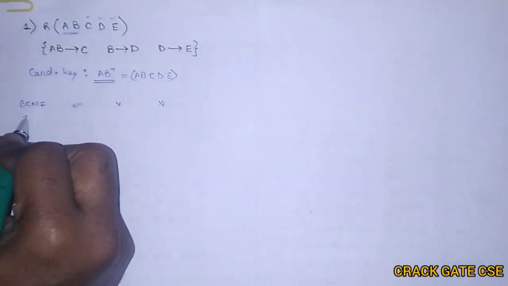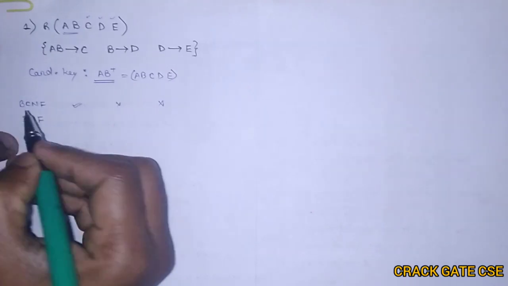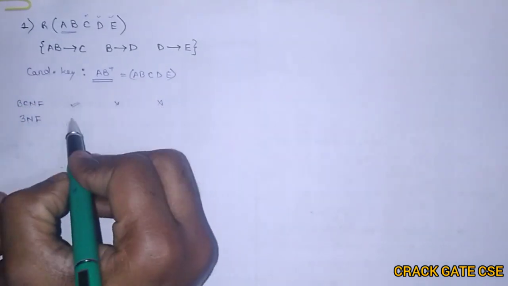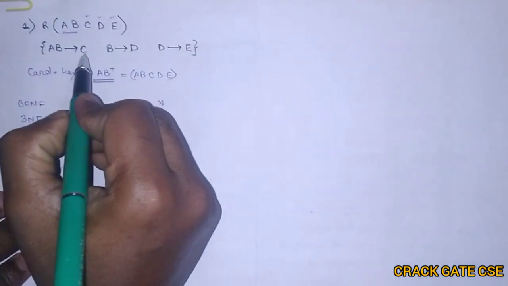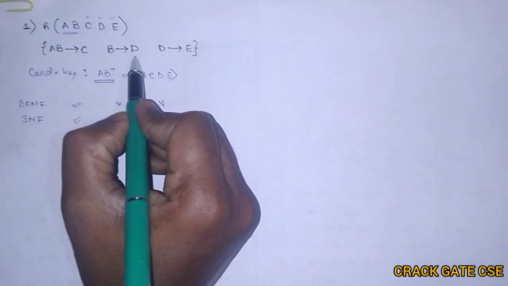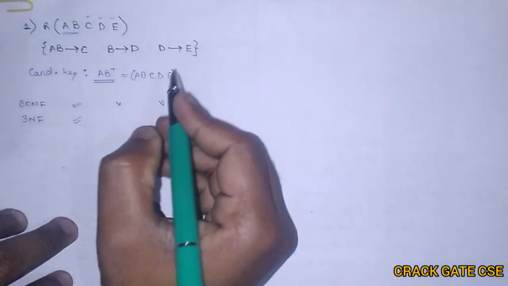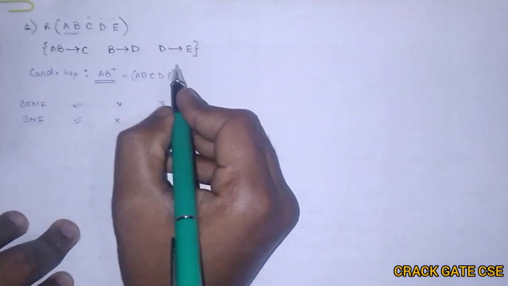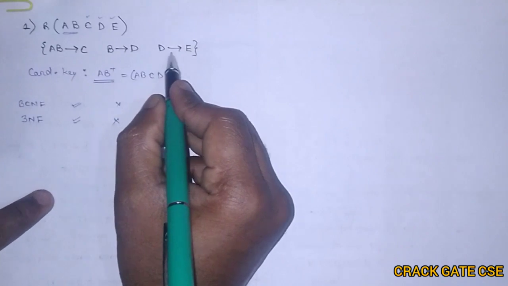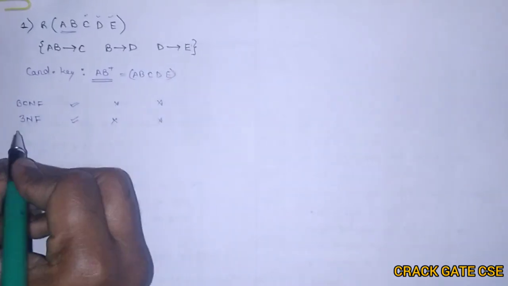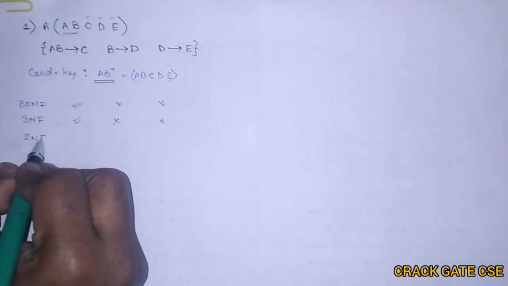Let's check for 3NF. For 3NF, either the left hand side should be a key or the right hand side should be a prime attribute. AB is a key, so this is satisfied. Here B is not a key, and the right hand side is a non-prime attribute, which means it is not 3NF. And D to E is also not 3NF because this is a non-prime attribute. This is not 3NF.